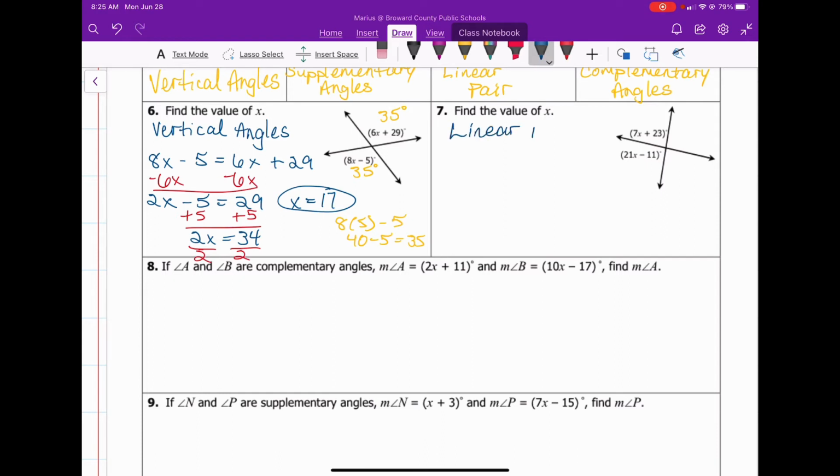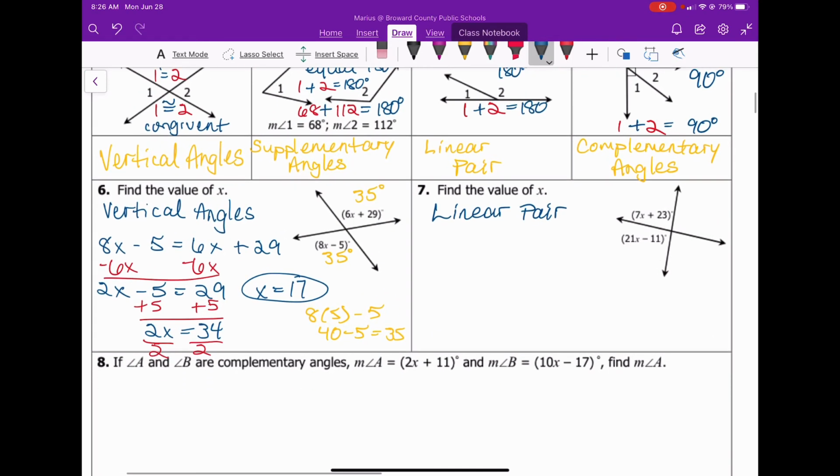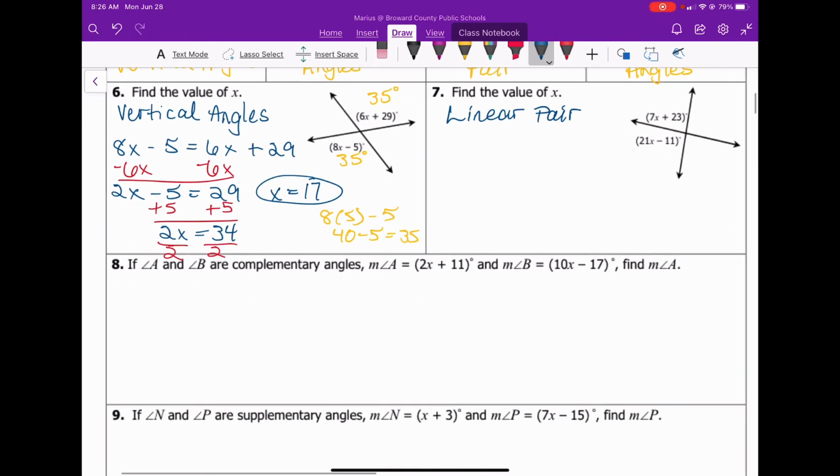Okay, linear pair. And let me go back up here and emphasize something about a linear pair. Linear pairs are linear pairs because they're both on the same line. And you should already know that a straight angle or a line measures 180 degrees. So just like these two angles here are both on the same line, they're going to add to equal 180. Just another way to know that you have to set the equation up where they both add to equal 180. So let's go ahead and do that.